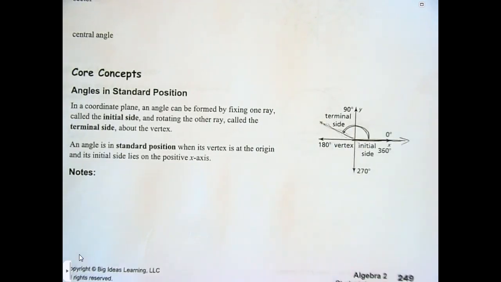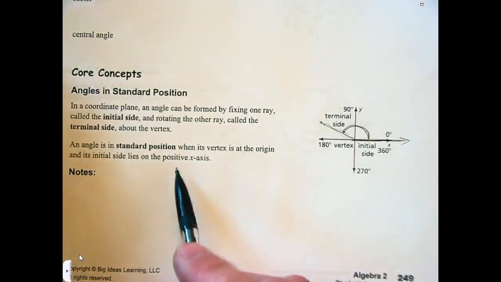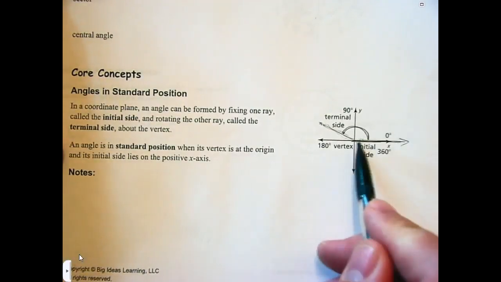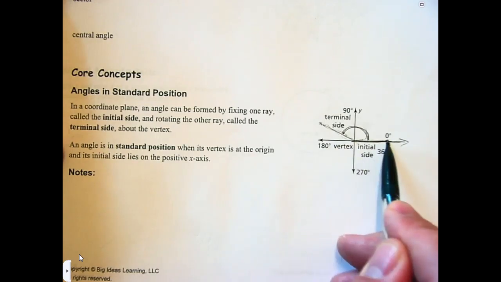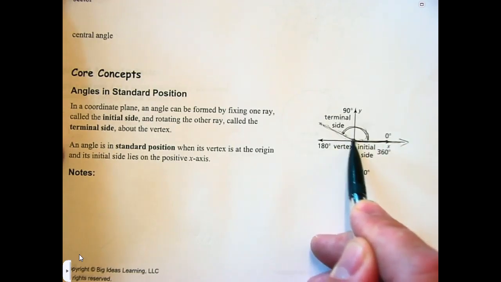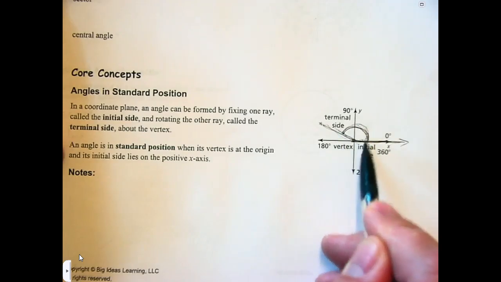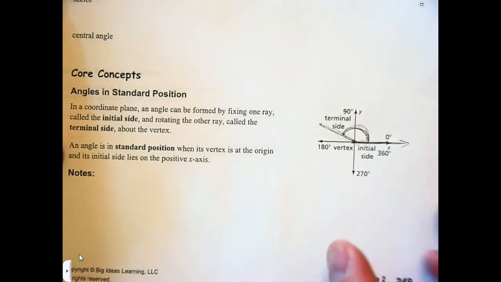Terminal means end. Okay? Standard position is when its vertex is at the origin and its initial side lies on the positive x-axis. So this angle would be considered in standard position because it started here. It extends from the origin. So this angle is in standard position.